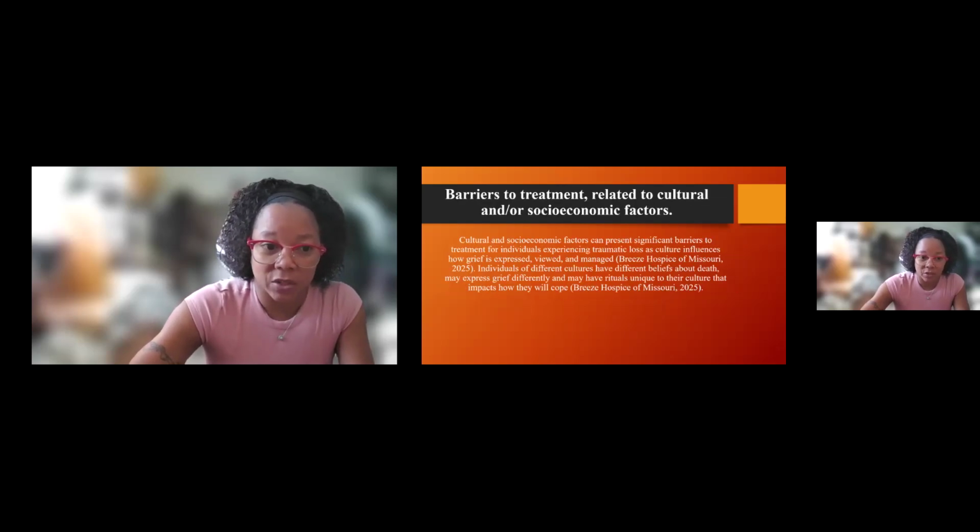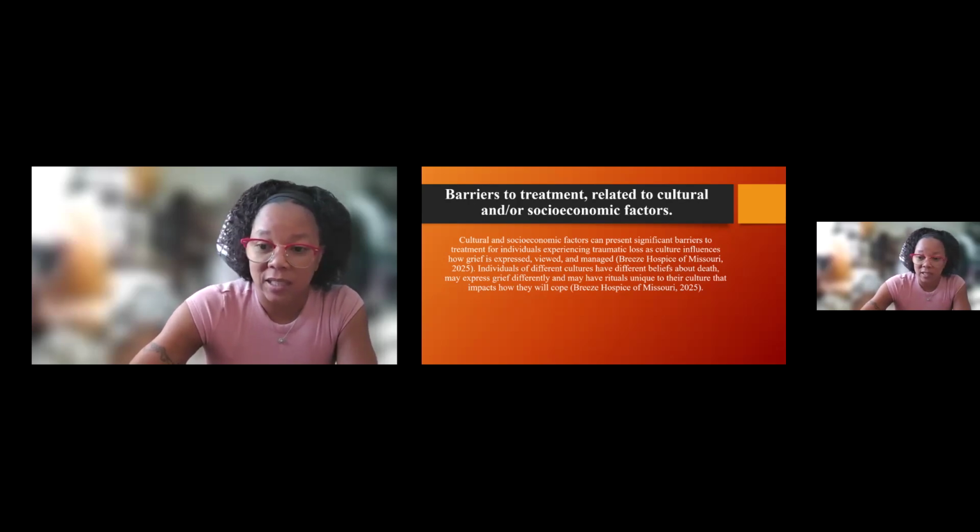Barriers to treatment related to culture and socioeconomic factors. Culture and socioeconomic factors can present significant barriers to treatment of individuals experiencing trauma loss, as culture influences how grief is expressed, viewed, and managed. Individuals of different cultures have different beliefs about death, may experience grief differently, and may have rituals unique to their culture that impact how they will cope.